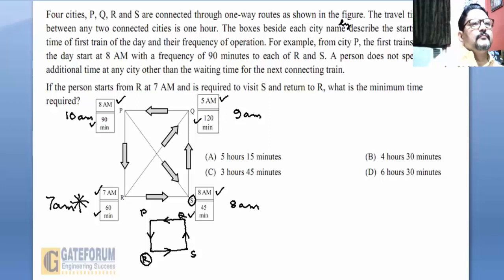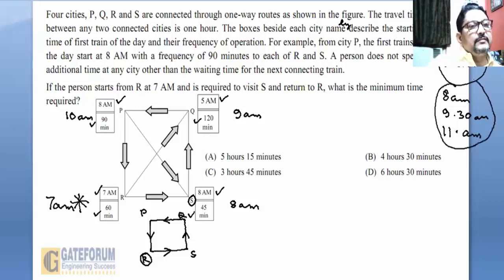Now let us look at P. In the case of P, the first train starts at 8 a.m. The next train will start at 9:30 a.m., 90 minutes later. The next train will start at 11 a.m., 90 minutes later, 1.5 hours. By mistake, I think it is 11 a.m. So that is it. So here the person has to wait for 1 hour. So he gets his train at 11 a.m. and he takes 1 hour to return back to R, and hence he returns to R at 12 noon.